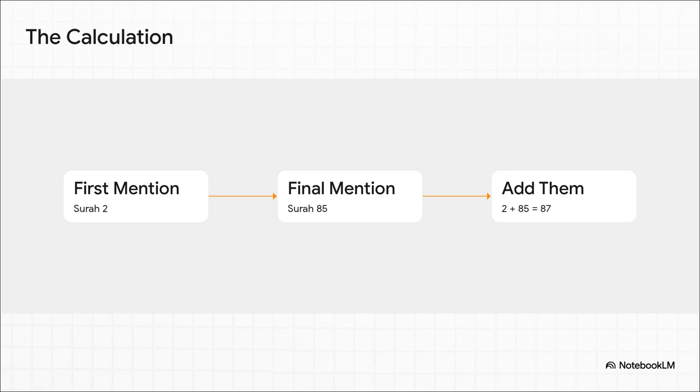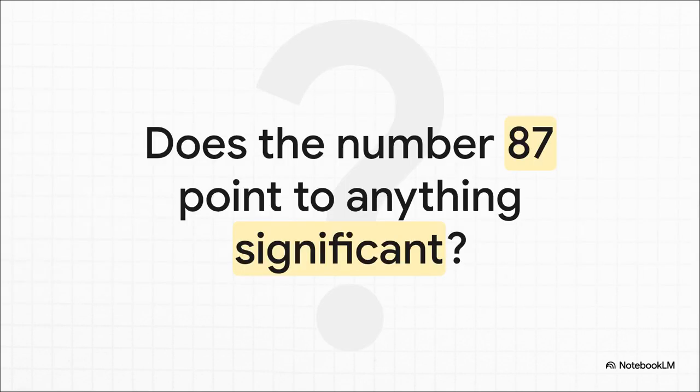The calculation itself is incredibly simple. You take the surah number where the first mention appeared. That's Surah 2. Then you take the surah number for the final mention. That's 85. Add them together. 2 plus 85 equals 87. So we have the number 87. Big deal, right? Is it just a random result of adding two numbers together? Or does it actually lead somewhere? Well, according to the theory, this isn't random at all. This is the first major clue that we're on the trail of a real, deliberate pattern.